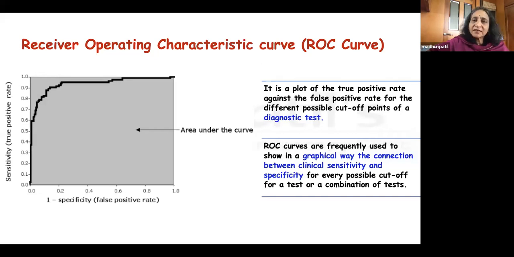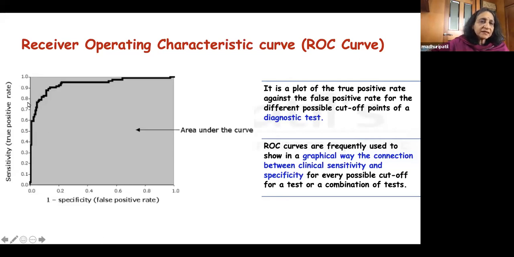Yesterday some of the delegates wanted me to talk on the receiver operating characteristic curve, that is the ROC curve. And basically, this is used only for the diagnostic test. So what is it? It's a plot of the true positive rate against the false positive rate for different possible cutoffs of a diagnostic test. And the ROC is frequently used to show in a graphical way the connection between the clinical sensitivity and the specificity of every possible cutoff for a test or a combination test.